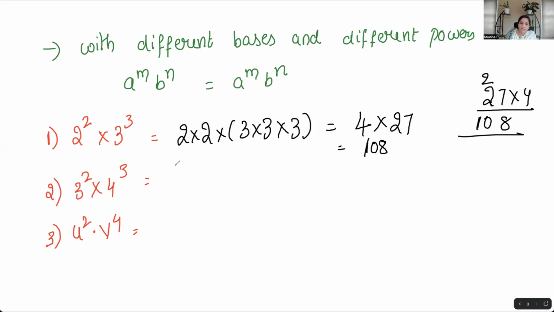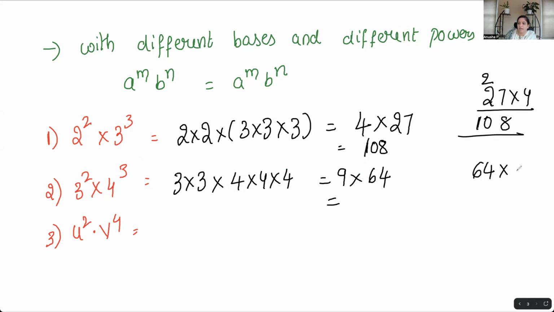Okay. So now 3 square is nothing but 3 times 3. And 4 cube is nothing but 4 times 4 times 4. Okay. So 3 times 3 is 9. 4 times 4 is 16. 16 times 4 is 64.